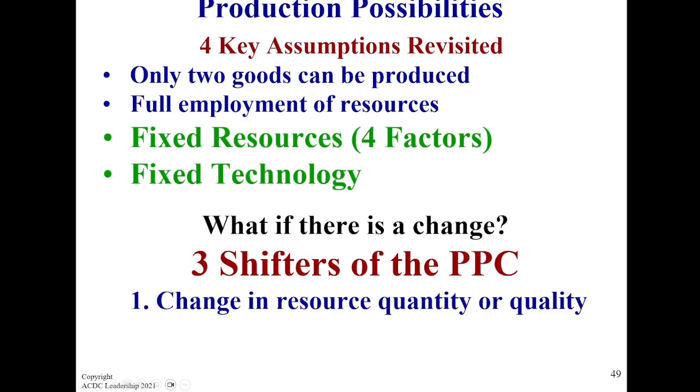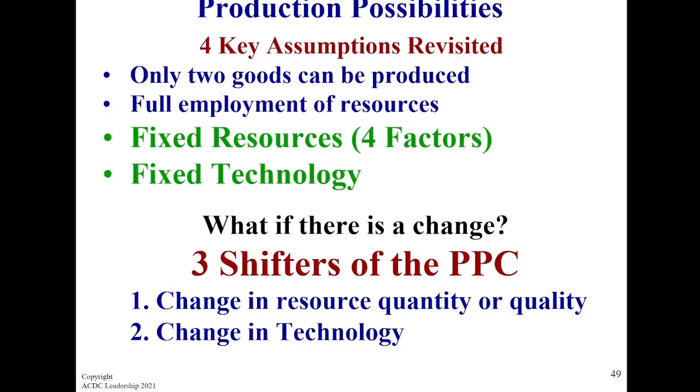First is change in resource quantity or quality. Our scarcity is either getting reduced or increased. For example, if we have less resources now, the PPC will shift inward, right? We'll be able to produce fewer bikes and fewer computers overall. That's one of the shifters. Second is change in technology. If we get more efficient, we can produce more.